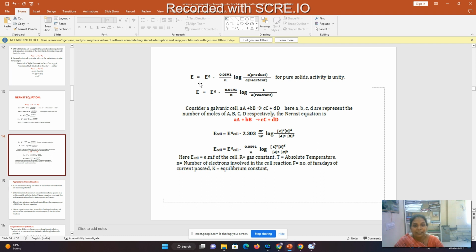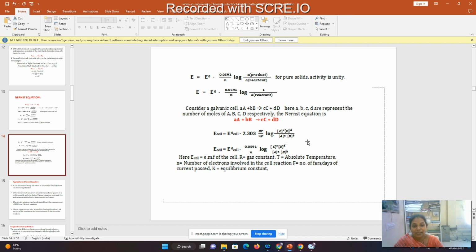If you consider a galvanic cell like aA + bB gives cC + dD, here small a, b, c, d represent the number of moles of capital A, B, C, D respectively. The Nernst equation for this reaction can be written as E cell = E0 cell minus 2.303 RT by nF log [C]^c [D]^d by [A]^a [B]^b. So the equation can also be written as E cell = E0 cell minus 0.0591 by n log [C]^c [D]^d by [A]^a [B]^b.